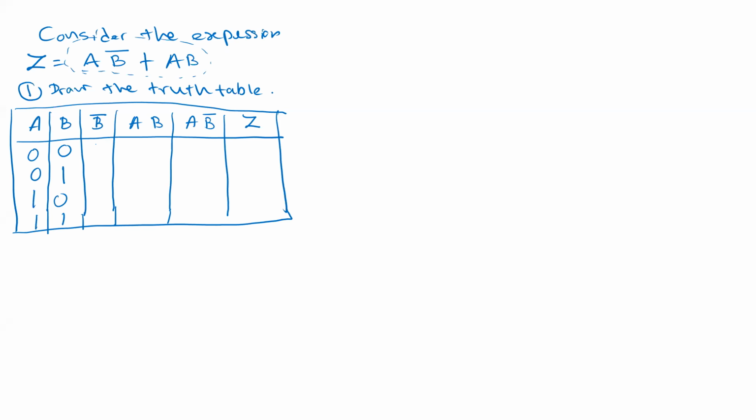Now, A and B bar: 0, 0, 0, 0, 0, 0, 1. Right. And A and B bar: 0, 0, 1, 1, 0 and 0. Okay. Yes, right. I think up to this level it is clear to you.